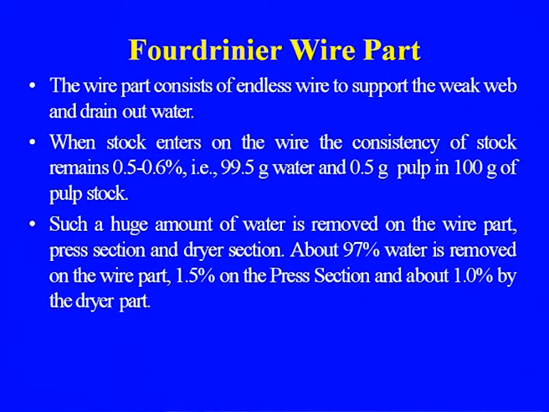This is a very common term we use in pulp and paper making, the consistency. So 0.5 to 0.6% consistency pulp is going to the wire part. Such a huge amount of water is removed on the wire part, press section and the dryer section. About 97% of the water is removed on the wire part, 1.5% on the press section, and about 1.0% by the dryer. This percentage is not exact, there may be variation, but the maximum removal has to be on the wire part of the machine.